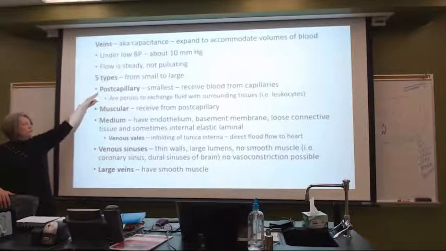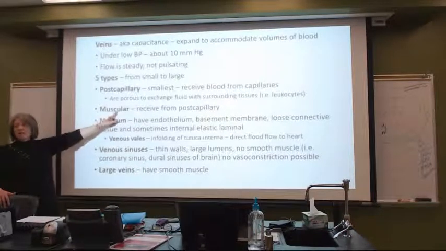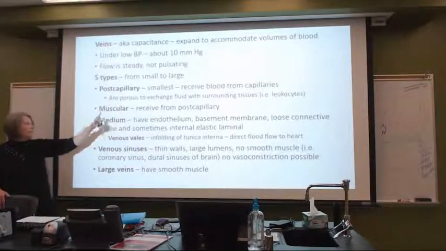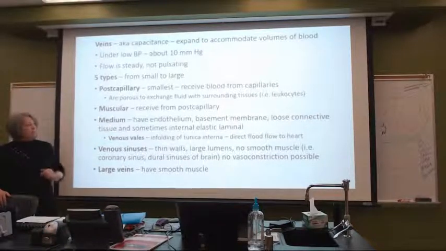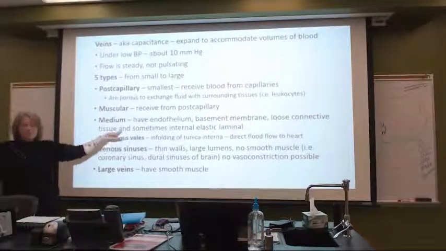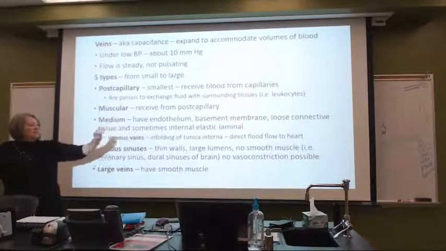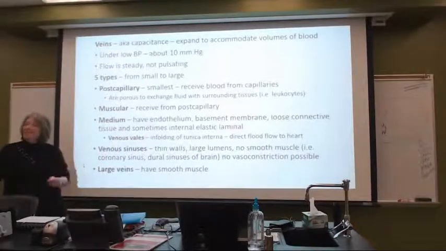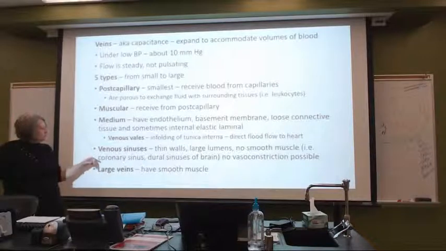Then we go from the smallest up to what they call muscular. That's the one that starts after the post-capillary. From muscular, we go to medium. At medium, we're going to see a little more material showing up. We're going to see a basement membrane. We're going to see some connective tissue. We might see some elastic lamina, meaning some of that tissue showing up to make it a little bit thicker.